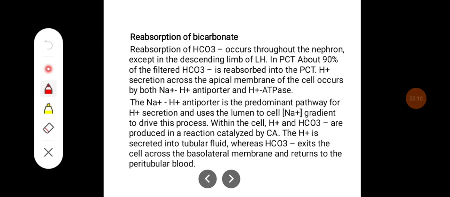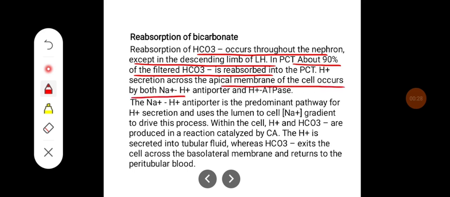Reabsorption of bicarbonate. Reabsorption of bicarbonate occurs throughout the nephron except in the descending limb of the loop of Henle. In the PCT, about 90% of the filtered bicarbonate is absorbed. H plus secretion across the apical membrane of all of the cells occurs by both the sodium-hydrogen antiporter and hydrogen ATPase. The sodium-hydrogen antiporter is the predominant pathway for H plus secretion, and it uses the lumen-to-cell sodium gradient to drive this process.